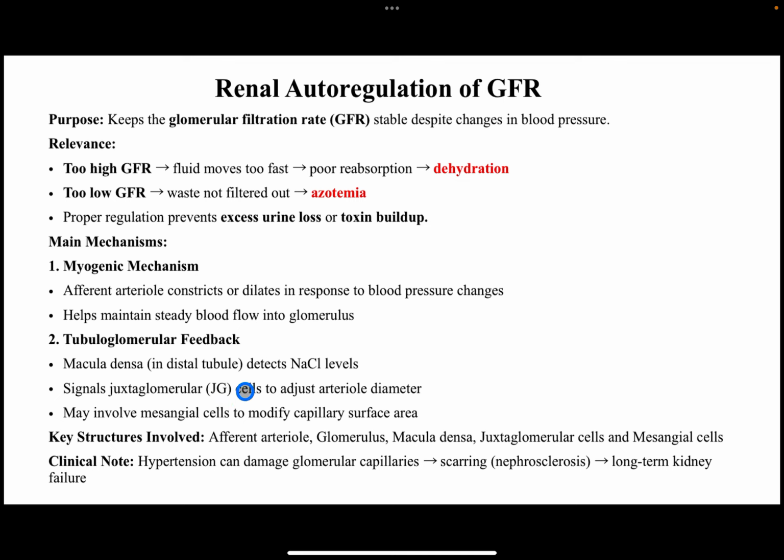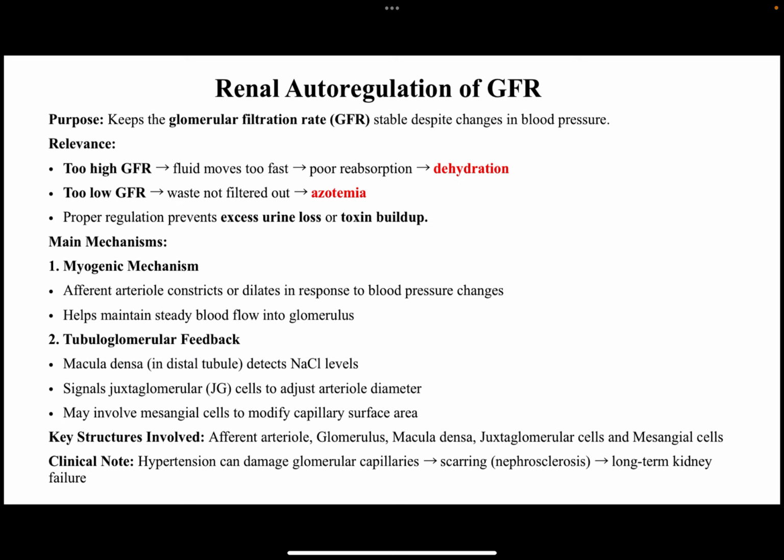Then the juxtaglomerular cells are going to activate renin. When the macula densa cells detect the high sodium levels, they send a signal to the juxtaglomerular cells in the afferent arteriole, which will now activate renin. Then you know that the end product of renin release would activate the renin-angiotensin-aldosterone cascade. That cascade would, in the end, lead to vasoconstriction in the afferent arterioles. Then the vasoconstriction would help slow down the glomerular filtration rate.